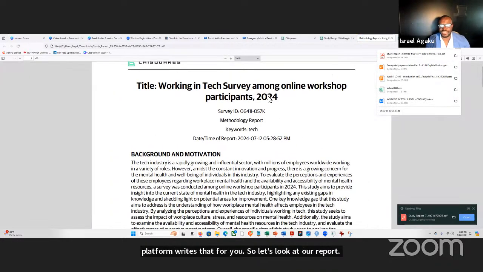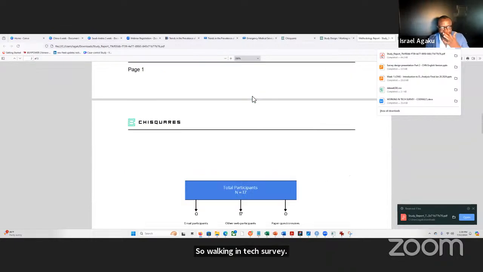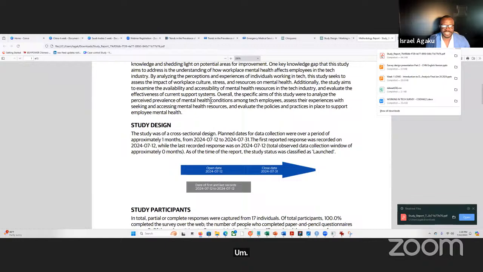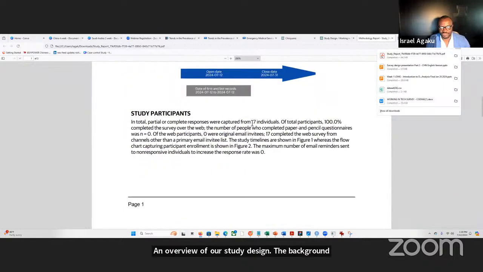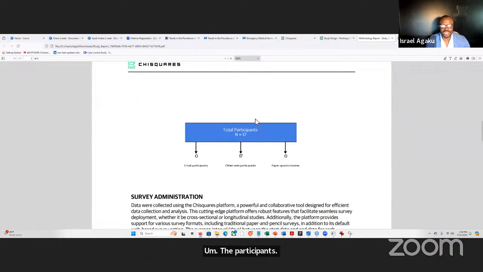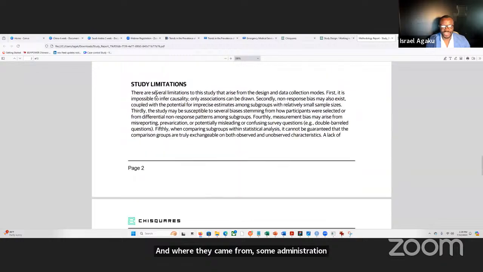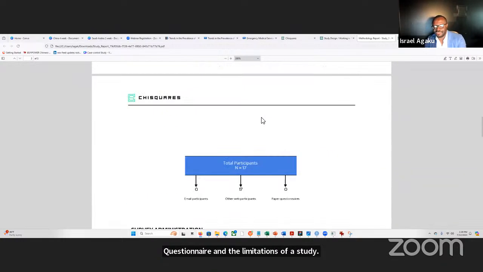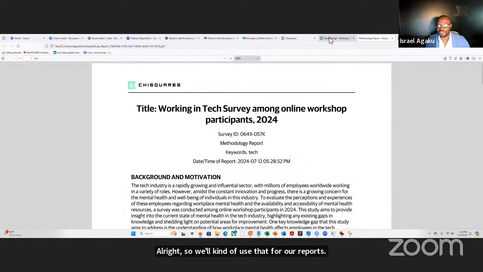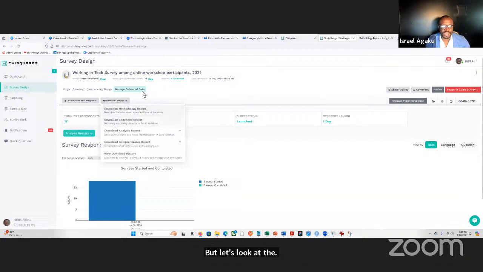So, working in tech survey, this is an overview of our study design, the background, the participants, we had 17 individuals, and where they came from, survey administration, questionnaire, and the limitations of the study. All right, so we can use that for a report or whatever it is we want to do with it. But let's look at the code book.